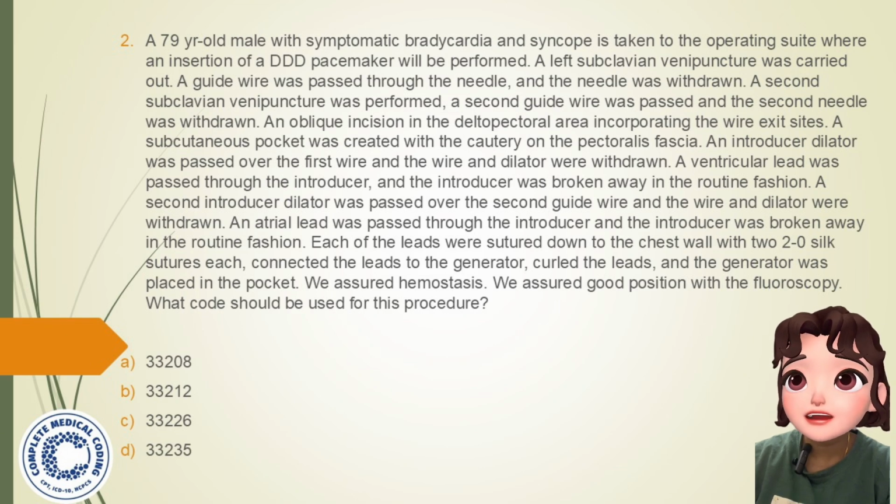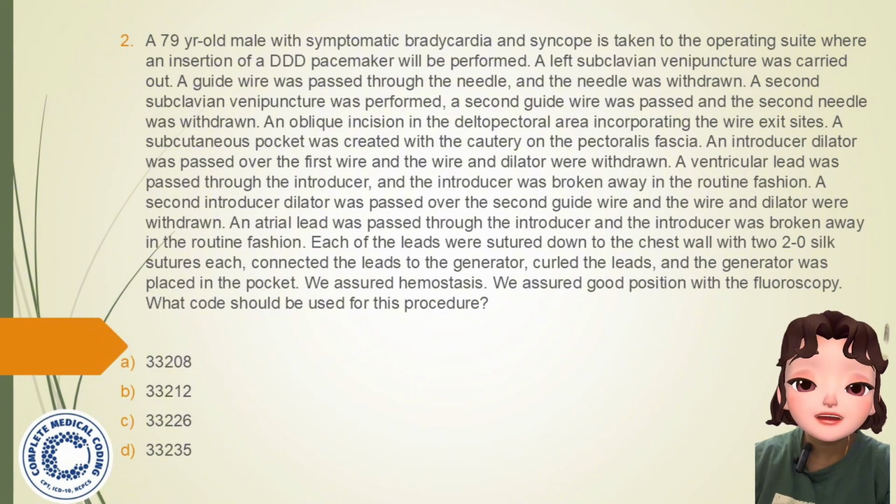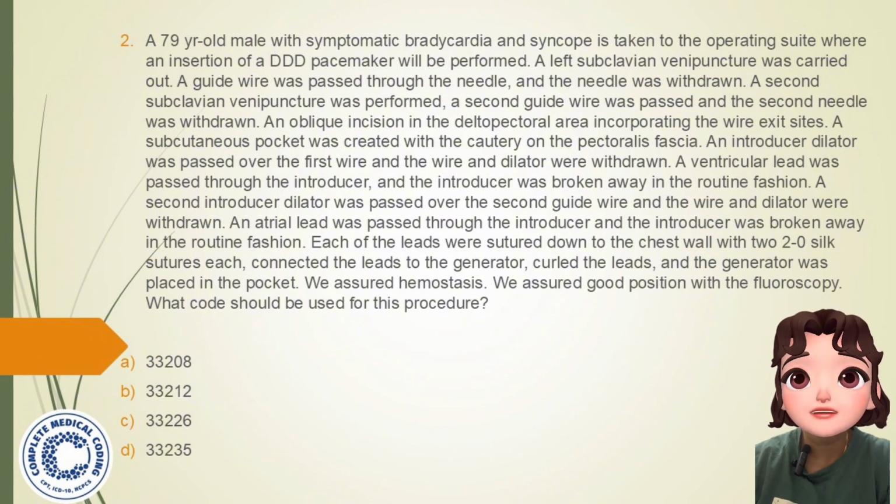Okay, that's why in the following sentences everything has been done twice. See, second venipuncture performed, second guide wire was passed, second needle was withdrawn. Everything is mentioned two times here. See, atrial lead was passed through introducer. So the following sentences just represent how the procedure is being carried out. So anyway, let's move to the options one by one.